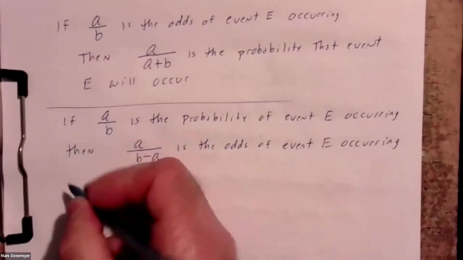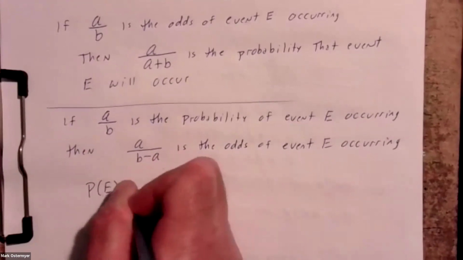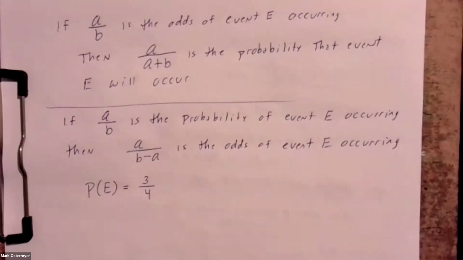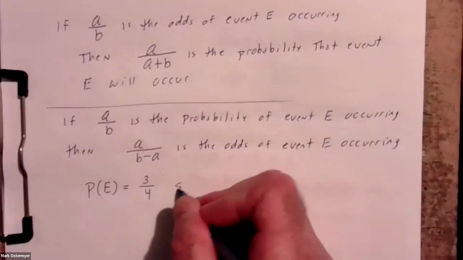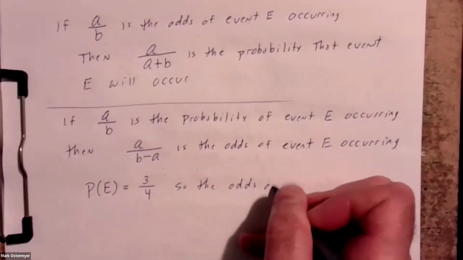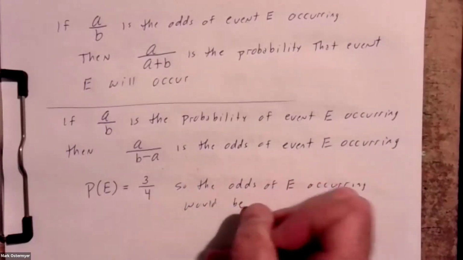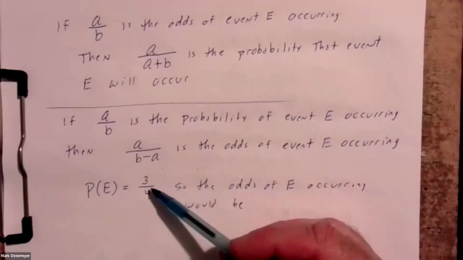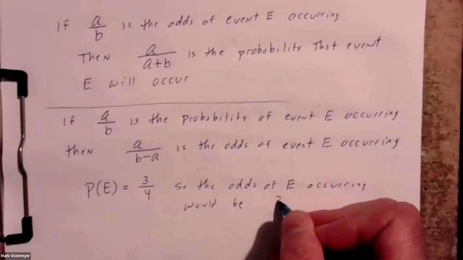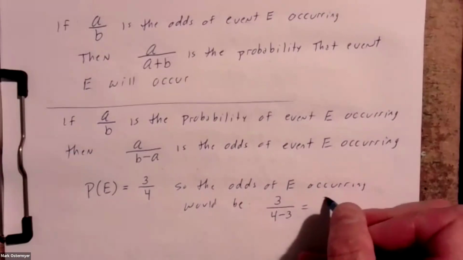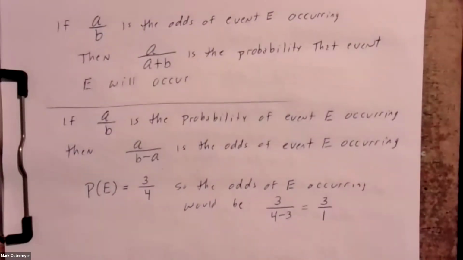So let's look at an example here. Suppose that the probability of some event E occurring is 3/4, a 75% chance that event E will occur. What would be the odds of event E occurring? Well, it's going to be 3 to 4 minus 3, or 3 to 1 odds. So if the probability of some event E occurring is 3/4, then the odds of event E occurring would be 3 to 1.